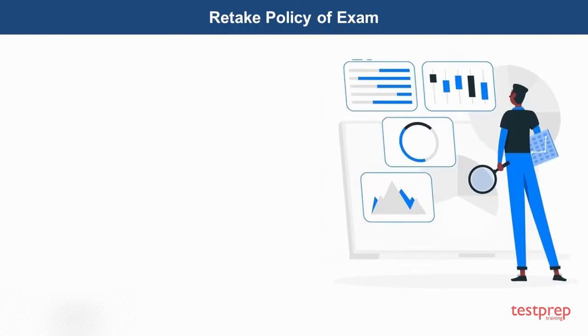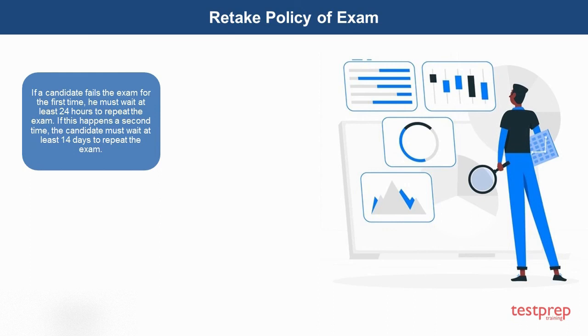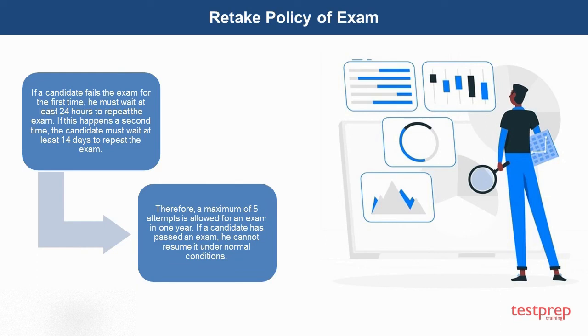Retake policy of exam. If a candidate fails the exam for the first time, he must wait at least 24 hours to repeat the exam. If this happens a second time, the candidate must wait at least 14 days to repeat the exam. Therefore, a maximum of 5 attempts is allowed for an exam in 1 year. If a candidate has passed an exam, he cannot retake it under normal conditions.